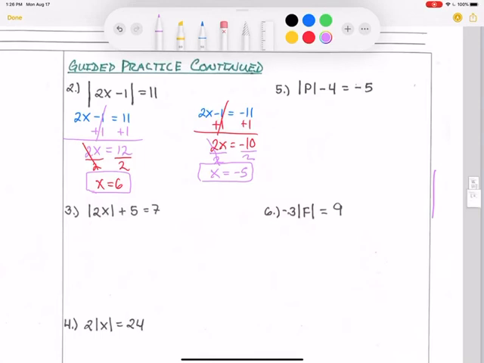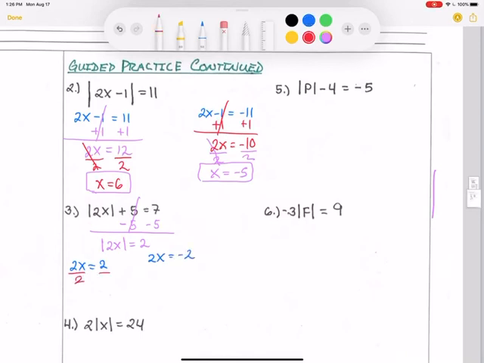In example 3, I have the absolute value of 2x plus 5 equals 7. I want to make sure I get this piece by itself first before I worry about solving anything. So what I'm going to do is start by subtracting 5 from both sides. I have the absolute value of 2x is equal to 2. So I'm going to take away the absolute value symbol, and I'm going to set 2x equal to positive 2 and 2x equal to negative 2. And I'm going to solve for x.